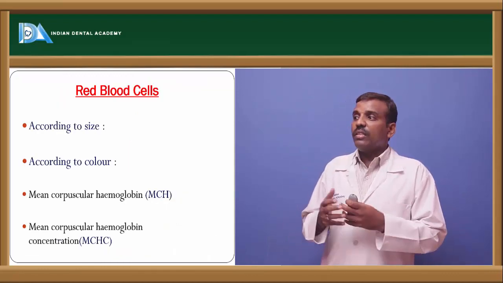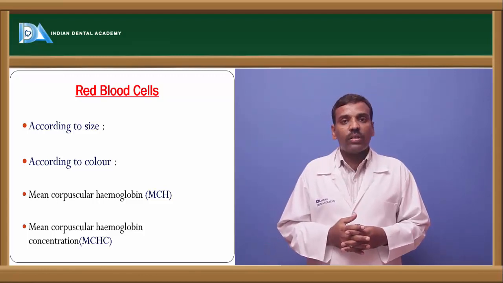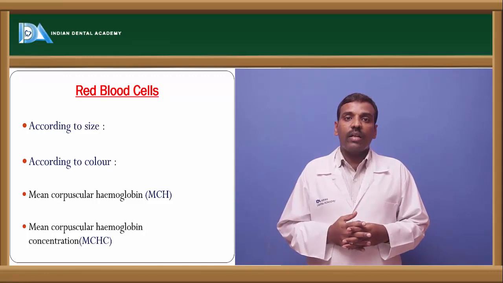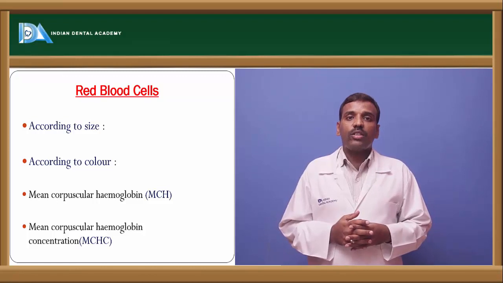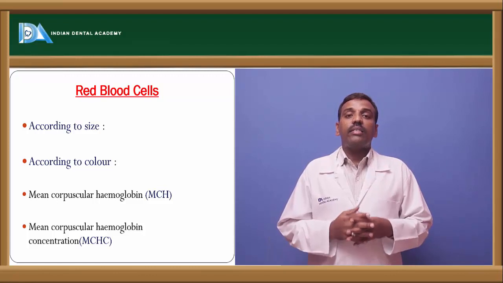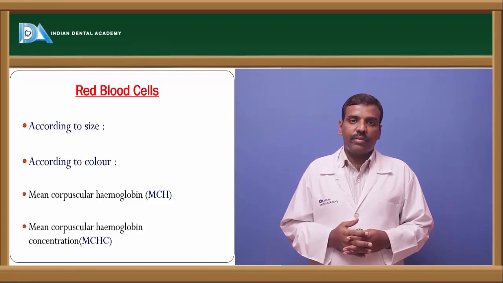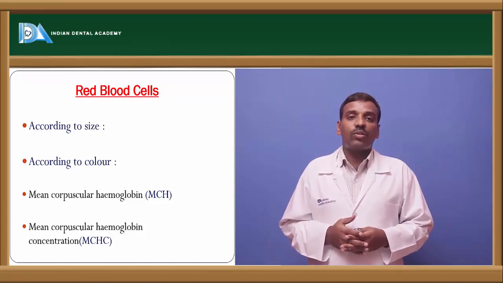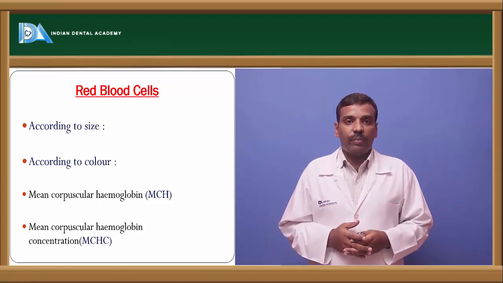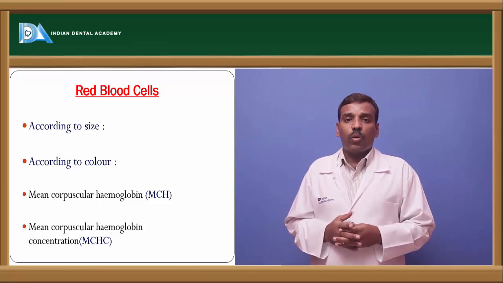And next, the red blood cells according to the size are about 7.2 microns, and a biconcave shape is present. The thickness of the cell in the middle is about 1 micron, and at the edges about 2 microns, and the diameter is about 7.2 microns. And next, the color is red because of the presence of the hemoglobin, which is a color compound. And next is the mean corpuscular hemoglobin.